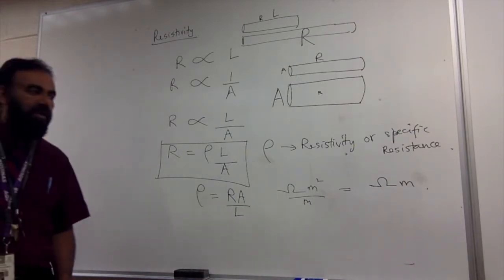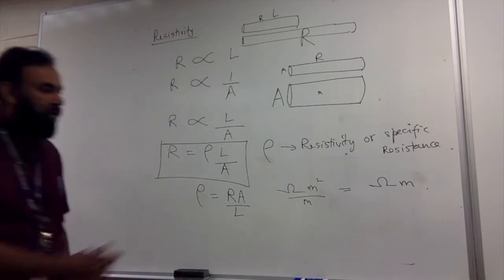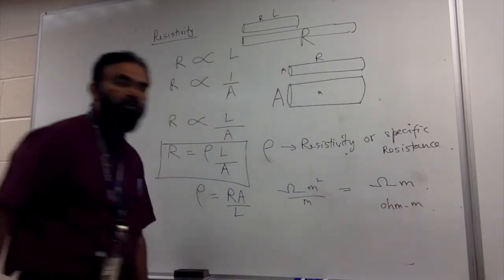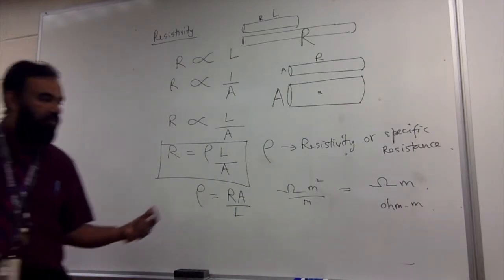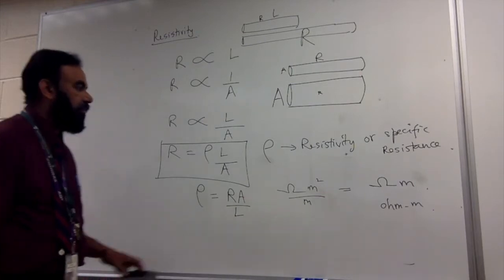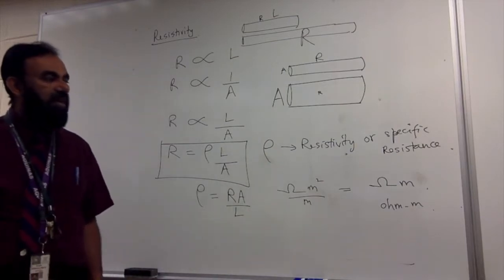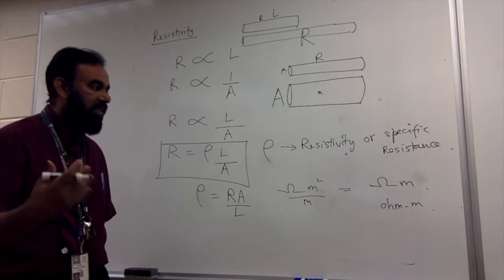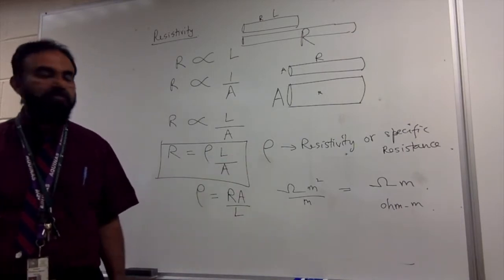You can write it that way, or you can write ohm and then dash m. You can also write it as ohm meter. So the resistivity has a unit of ohm meter. And resistivity is dependent on the material. Okay, resistivity is a characteristic of the material.